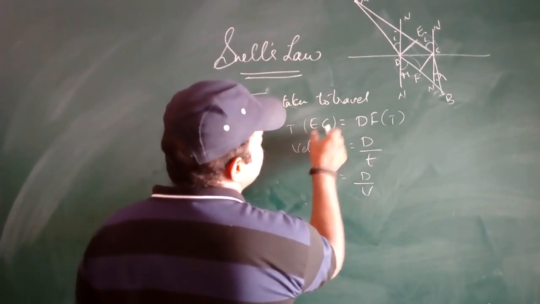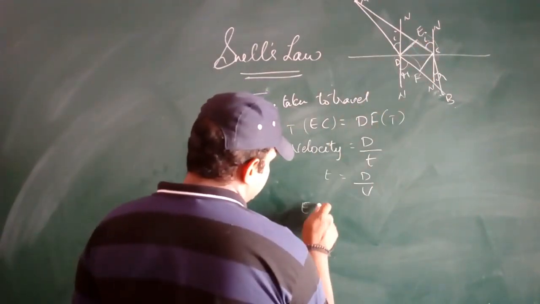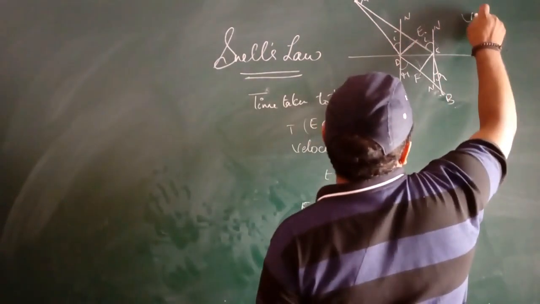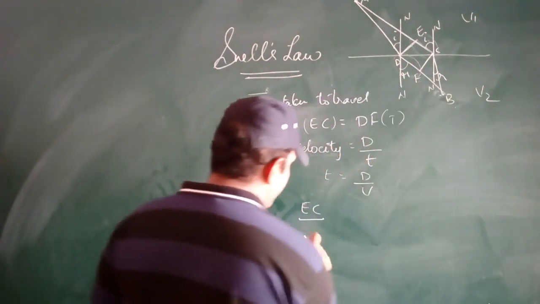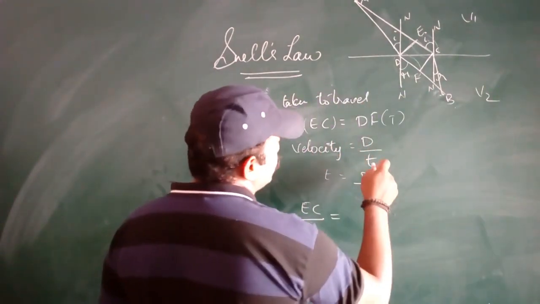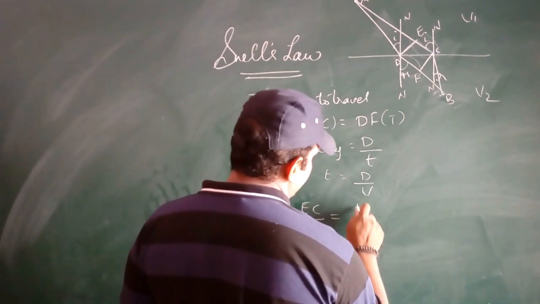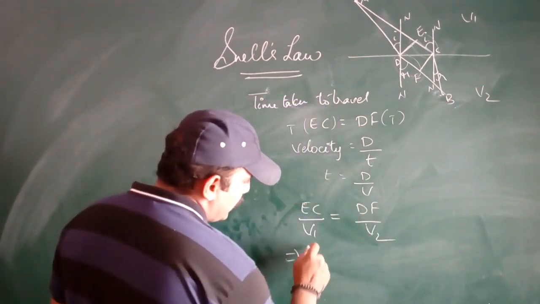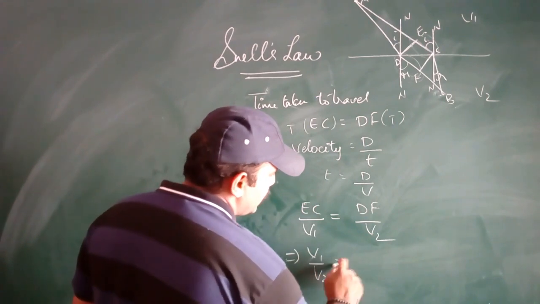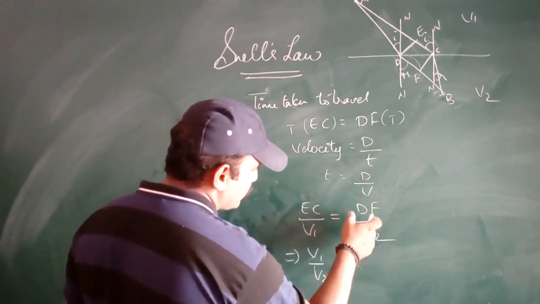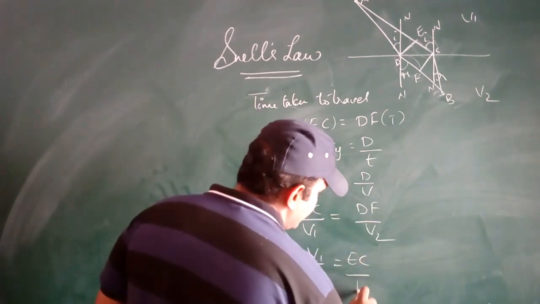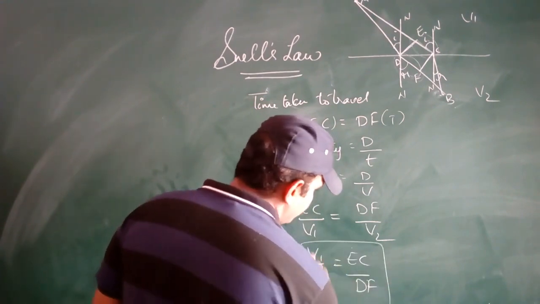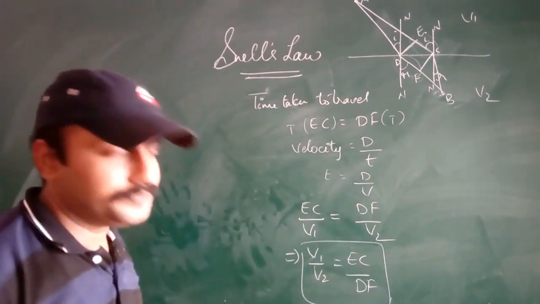What is EC? EC is the distance. Distance by velocity, as I said: this one is V1 and this is V2. EC by V1 is equal to DF by V2. Then I will write V1 by V2 is equal to EC by DF. Up to here, understood? Yes.